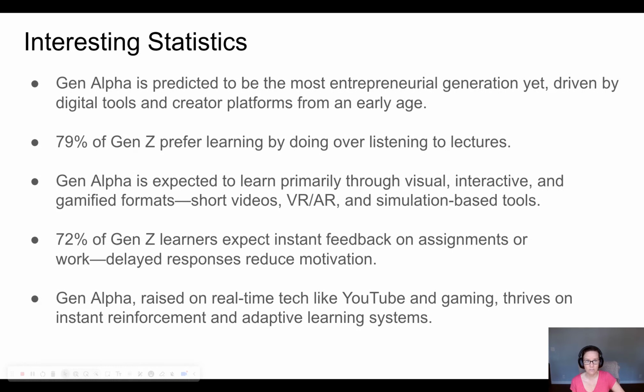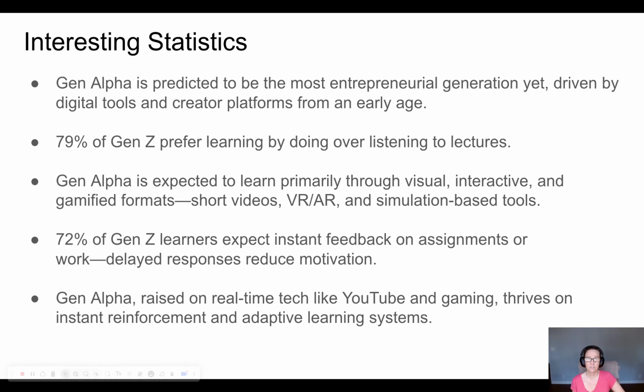And then we have Gen Alpha, who are growing up surrounded by personalized, on-demand experiences. They're not just watching videos, they're interacting with content through games, apps, simulations, and even virtual reality. This generation expects learning to be visual, interactive, and fast-paced. It's how their brains are being wired.